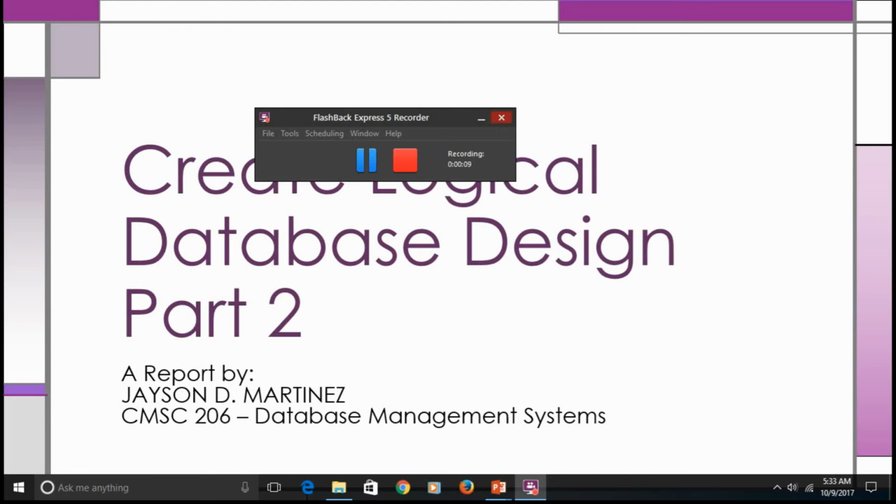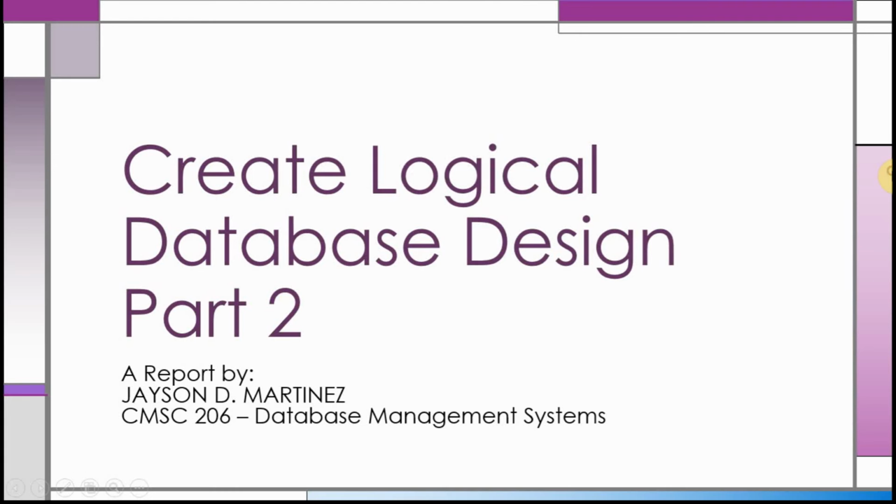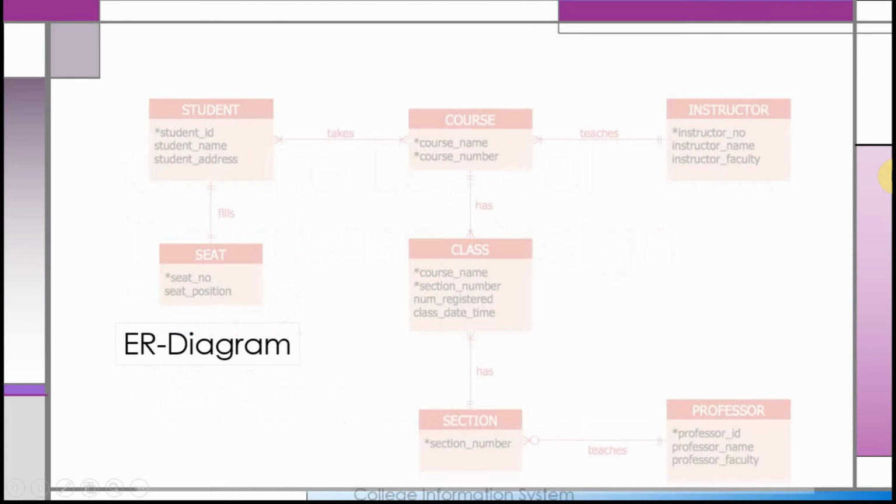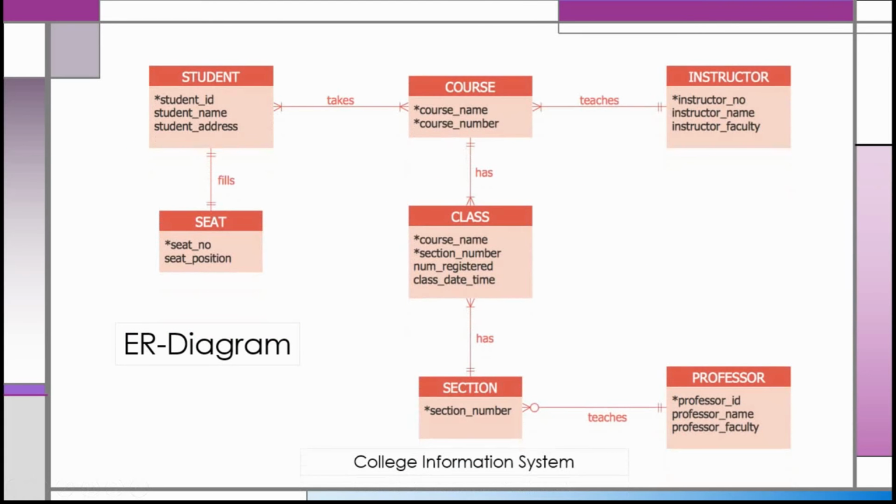So before I go deep into my presentation, I would like to present the ER diagram presented by Miss Amami. So here it is. We have the student, the course, the instructor, seat number, class, section, and professor as the entities of the ER diagram. So how are we going to convert it into a table? So here is how it goes.